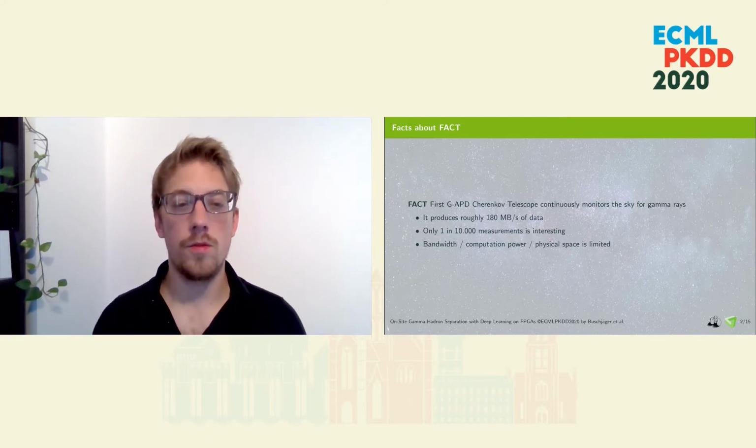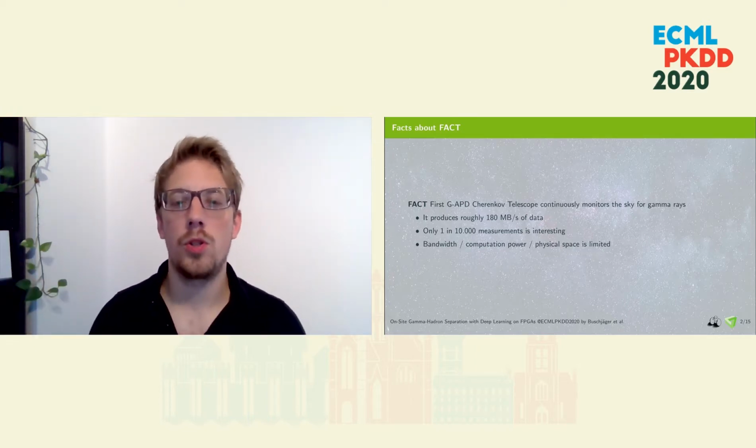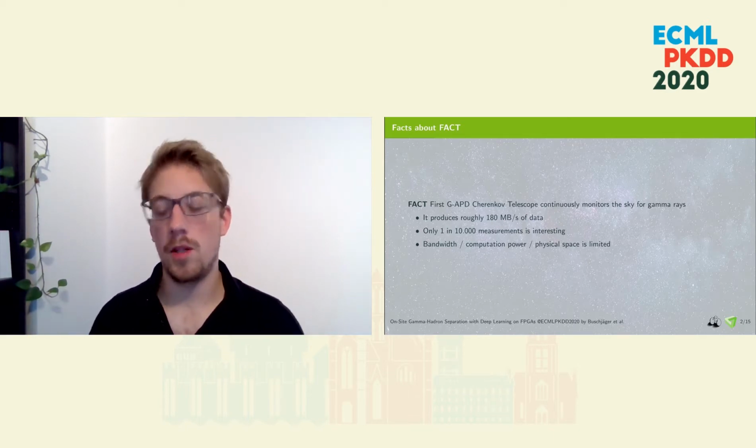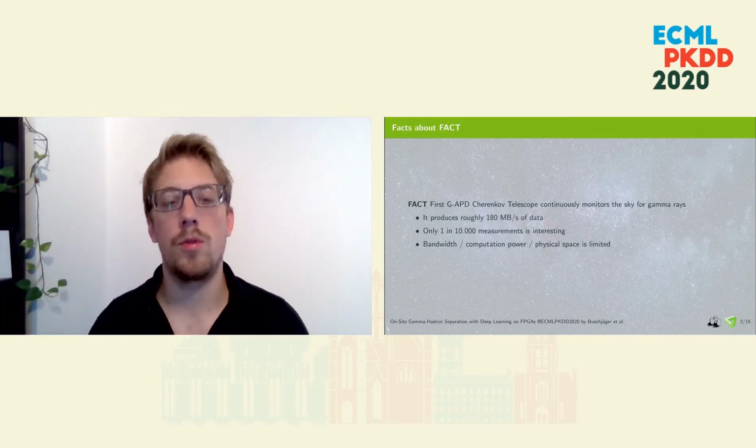In order to get the best view, we would put such a telescope on a remote mountain on, let's say, La Palma in this case. So the bandwidth, the computational power, as well as the physical space is limited. At some point, somebody has to take all the equipment, put it in a truck, drive it up there, and build the telescope. So you want to minimize the equipment you need.